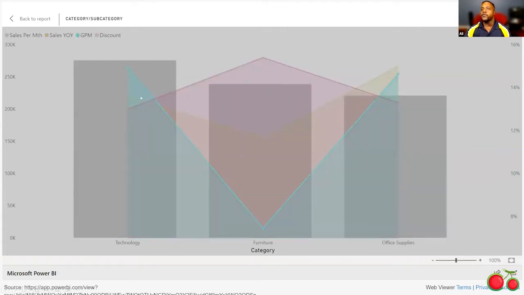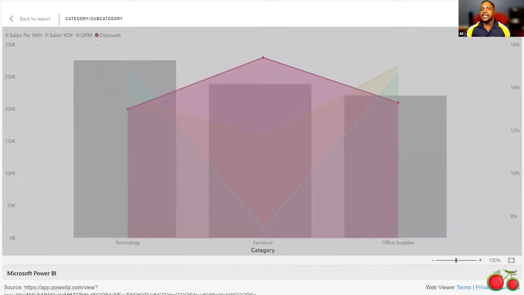We have gross profit margin. Gross profit margin is what percentage is profit. Okay, so here you can see for technology, gross profit margin, if we look at the right axis, was about 15%. So that means for every $100 we spent, we get about $15 as profit. Look at furniture. Furniture has a much lower gross profit margin. That means we aren't making as much on furniture. It's down to about 7%, 6%. Okay, so every $100 we spend on furniture, we're only making $6. And then you can see office supplies is around 15%.